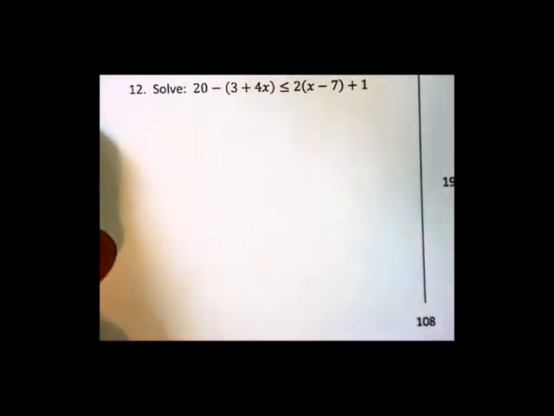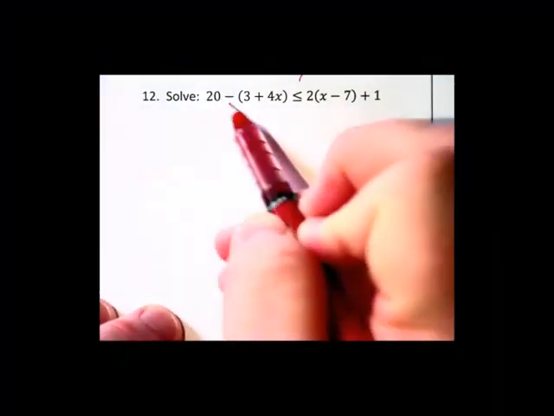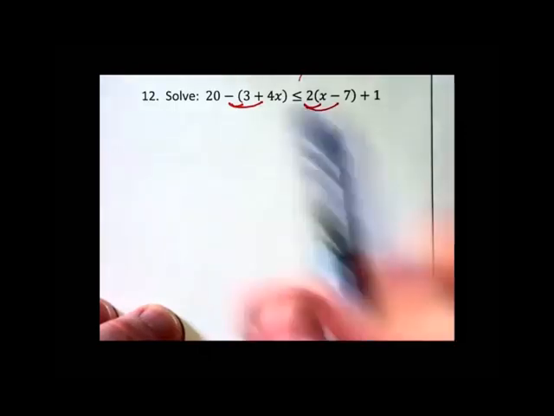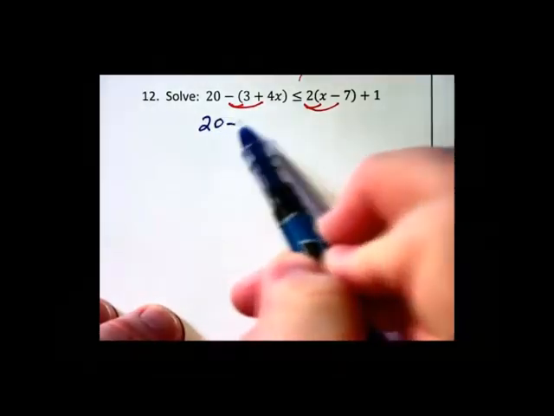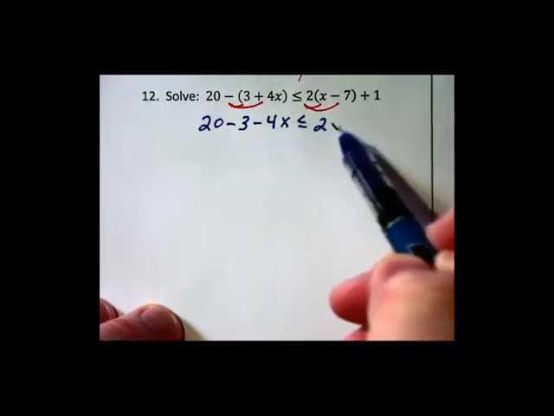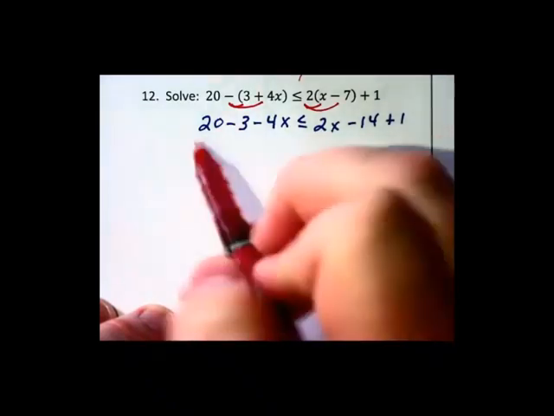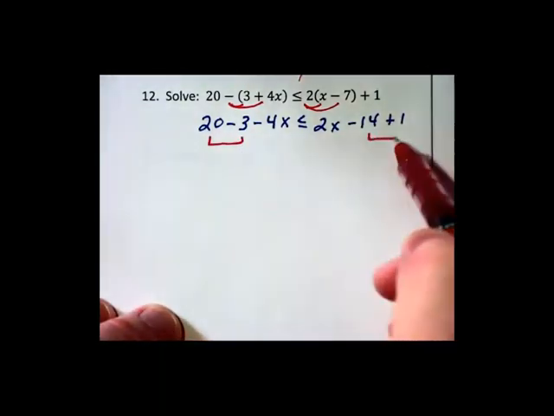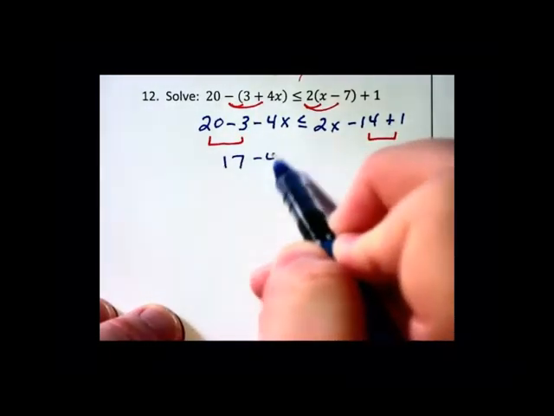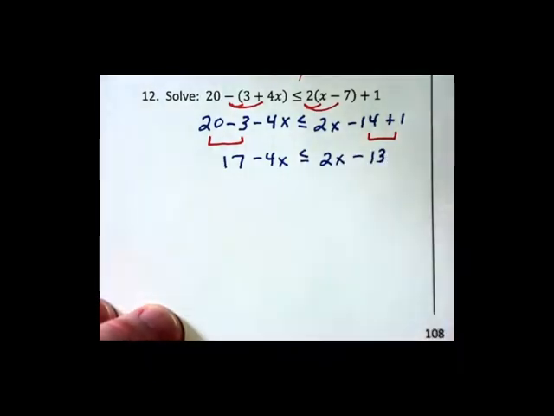We now solve this equation. I don't see any exponents, so I begin by doing some distribution to get rid of those parentheses. That gives us 20 minus 3 minus 4x less than or equal to 2x minus 14 plus 1. I'm going to clean up each side first by combining some like terms. That gives us 17 minus 4x less than or equal to 2x minus 13.